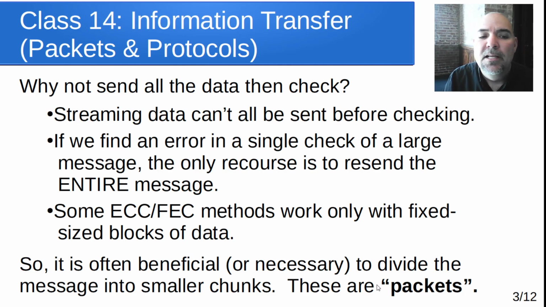The other thing is, if we find an error in a single check of a large message, then the only recourse at that point is to say something went wrong in this 500 megabyte file. I guess I'll have to re-request and get the entire thing again. And that can be wasteful because really it might just be one part of it that got corrupted. So why have to go through the hassle of resending the entire thing? Also, some error correcting codes or forward error correcting methods only work with fixed size blocks of data and not on really large, arbitrarily sized messages that are 500 megabytes large.